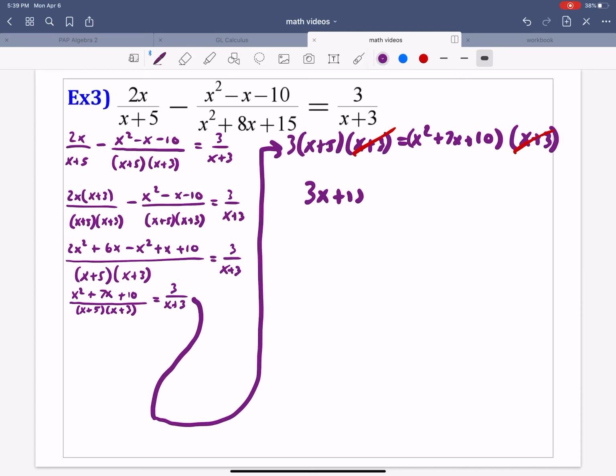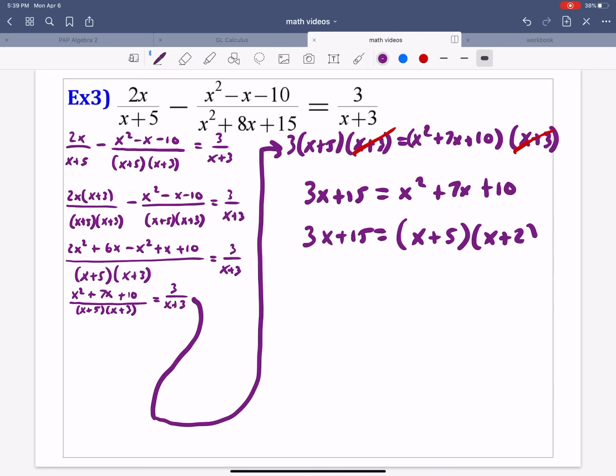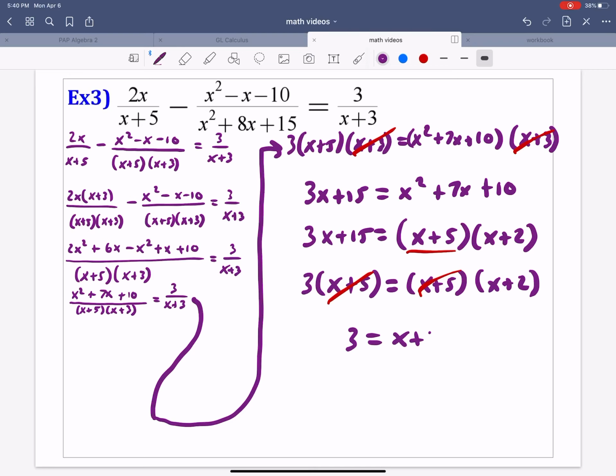So then I have 3x plus 15 equals x squared plus 7x plus 10. Okay, so now what I want to do is solve for x. That factors, doesn't it? So let's do 3x plus 15 equals x plus 5 times x plus 2. Ooh, yes, sir. And that x plus 5 looks so familiar. That's what I had before I multiplied by 3, y'all. So we get an x plus 5 that also cancels. Man, that's good, okay? So then we've got 3 equals x plus 2 left over.